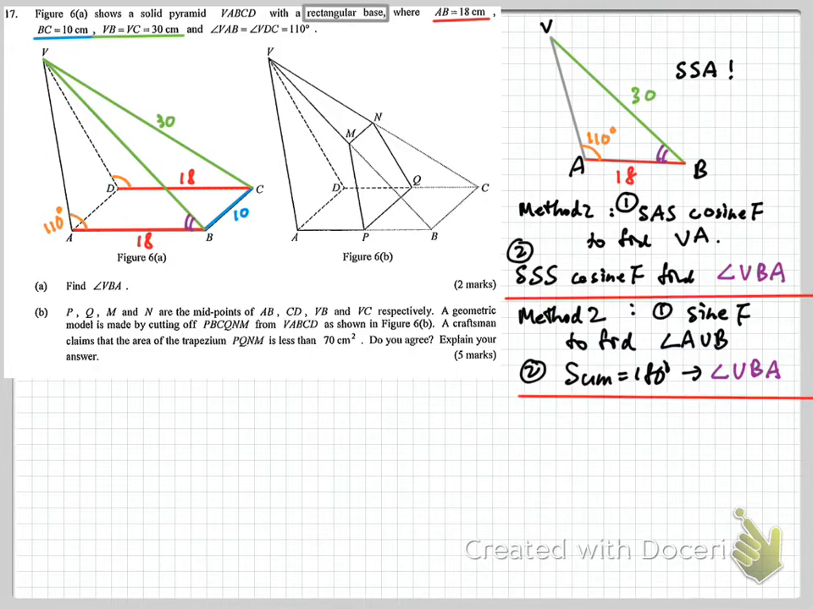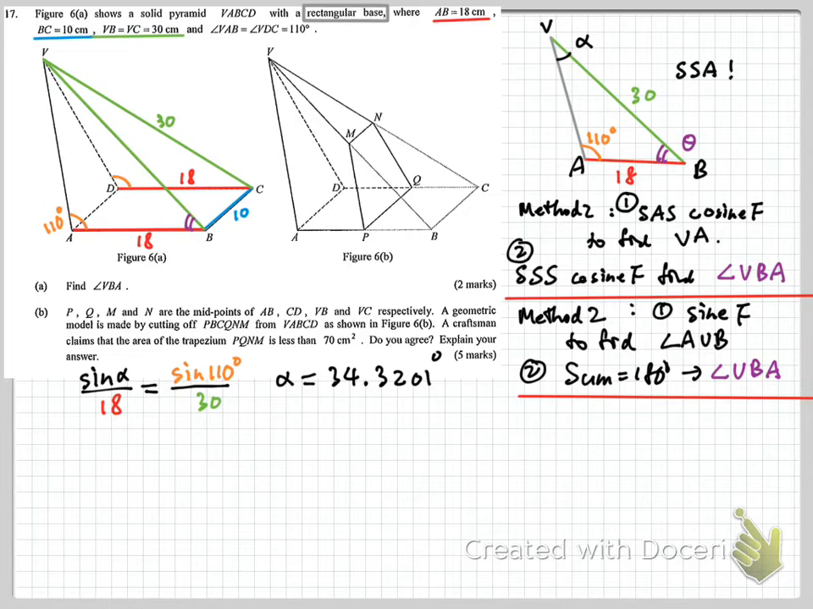Let me give them names so that there will be easier reference in the future. We call this alpha, okay? So on one hand, we have sine alpha divided by 18 is sine 110 divided by 30. This is 18, this is 30. So we can have alpha equals to, let me see, the calculator shows it is 54.3201. I try to use more decimal places for the intermediate result to boost the accuracy. Now this is the answer the calculator gives me, alright?